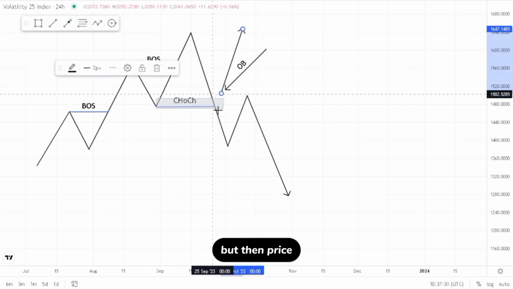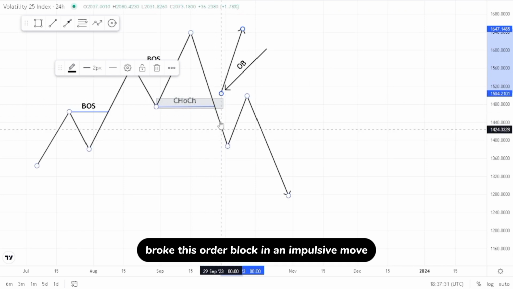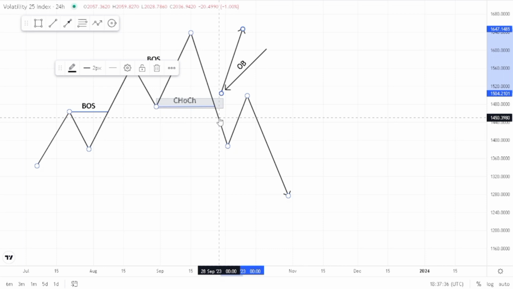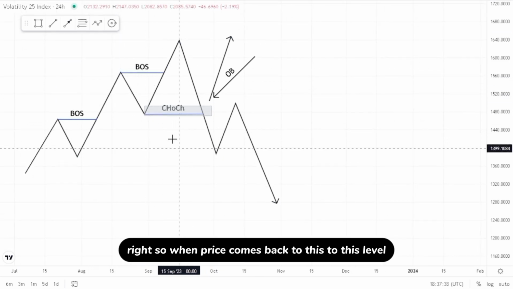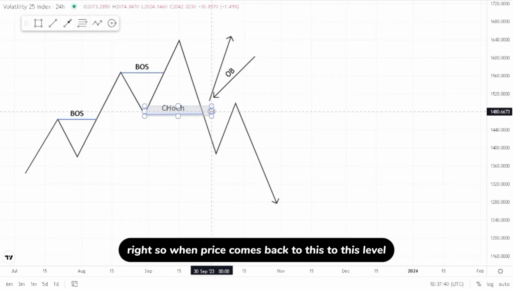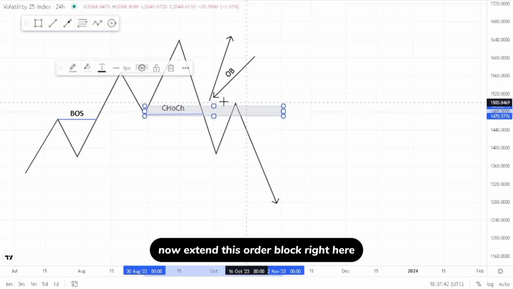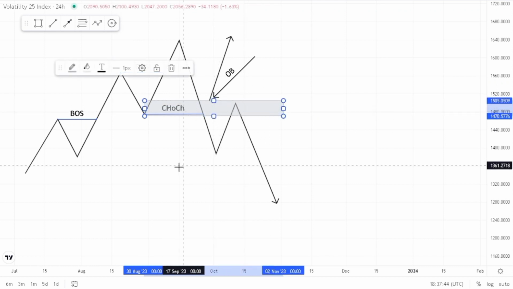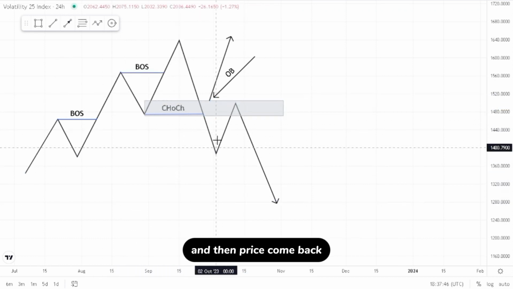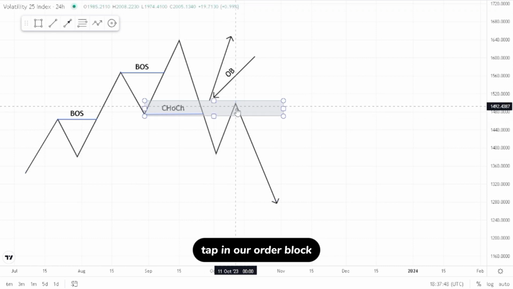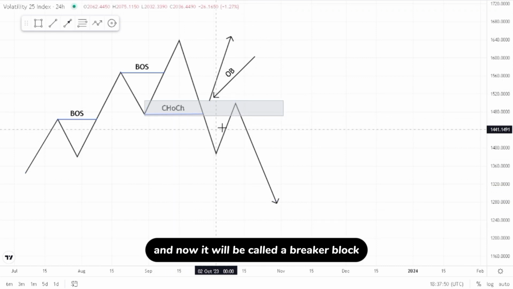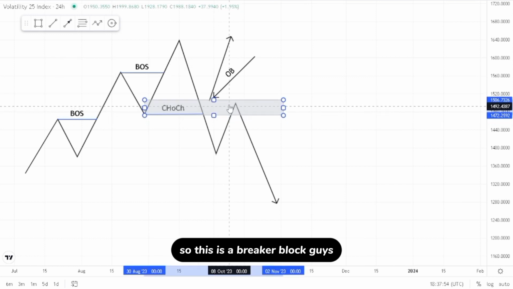But then price broke this order block in an impulsive move, right? So when price comes back to this level, now extend this order block right here, and then price will come back, tap into our order block, and then go back down, and now it will be called a breaker block. So this is a breaker block, guys.